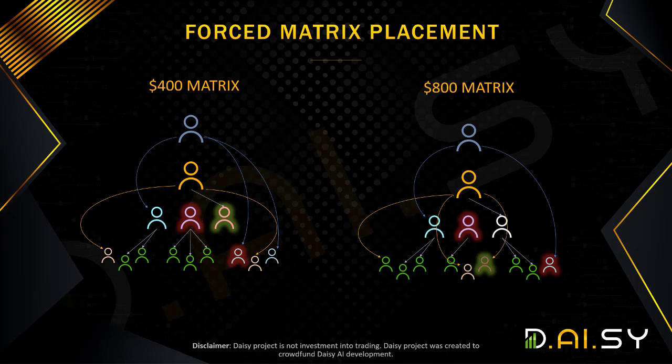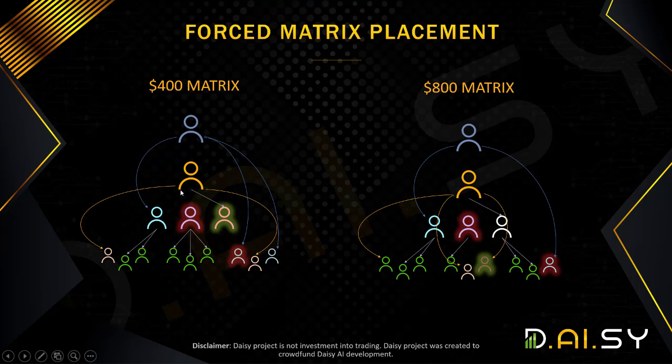So his matrix is still building up. Okay. Now let's consider what happens with the $800 matrix. Let's say this person, when he started with $700, straight away went into the first, second, and third matrix, right? The $100 matrix, the $200 matrix, and the $400 matrix.